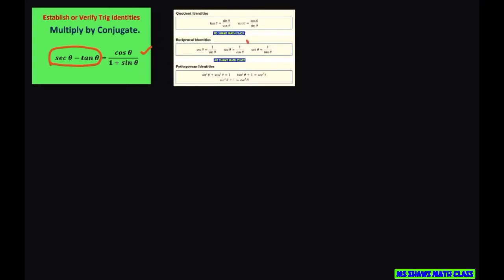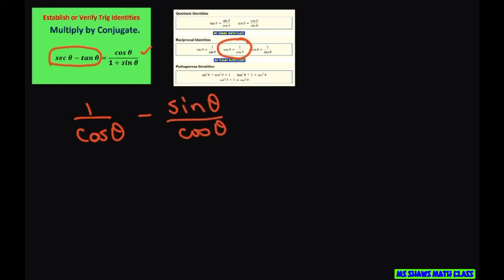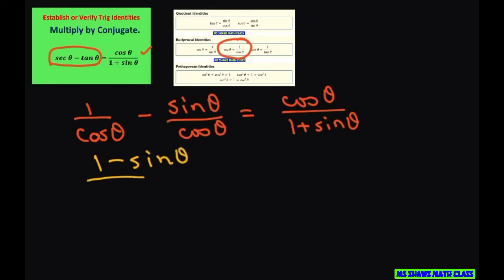So secant theta equals 1 divided by cosine of theta. All right. Tan of theta is sine of theta divided by cosine of theta. So basically they have the same denominator, so I can write this as 1 minus sine of theta divided by cosine of theta.